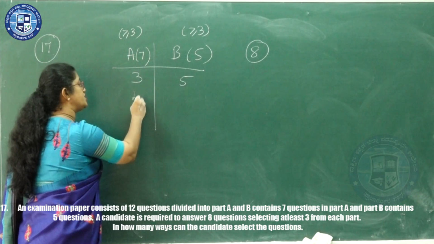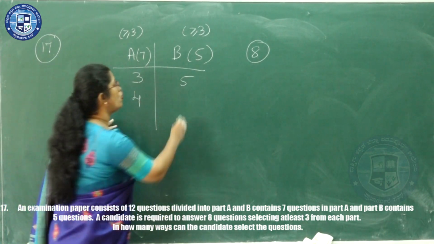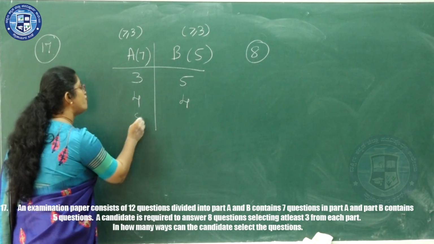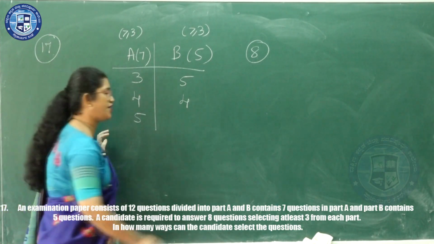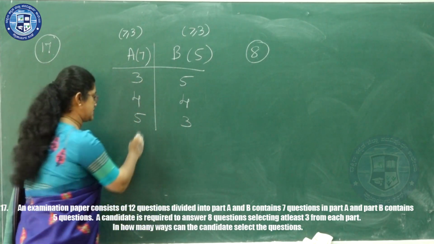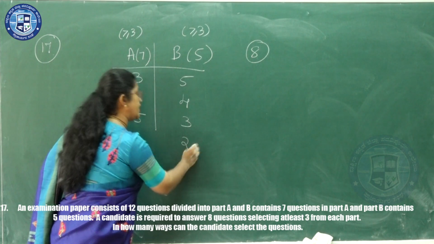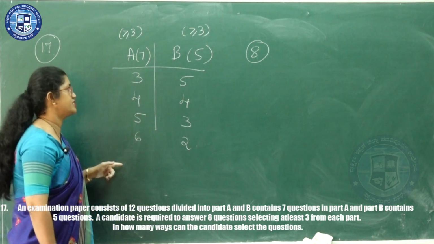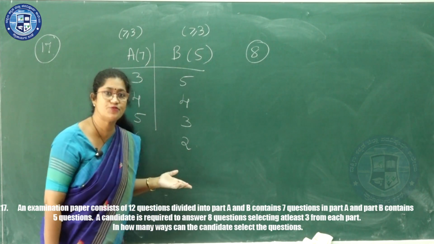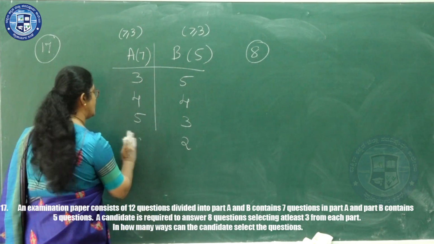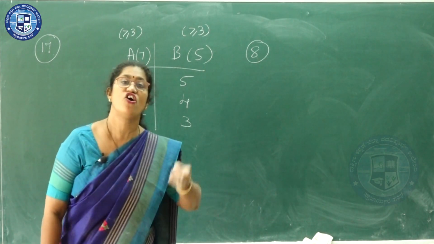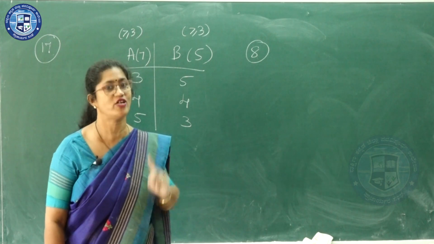After 3, next option is 4. To make it a total of 8, I need 4 more here. Next one is 5. To make it a total of 8, I need 3 more here. Now, if I go for 6, to make it a total of 8, I need to put 2 more, but it should be greater than or equal to 3. Condition is failing, so this is not possible. Let us erase it off. So we get only 3 cases, first one or the second one or the third one.